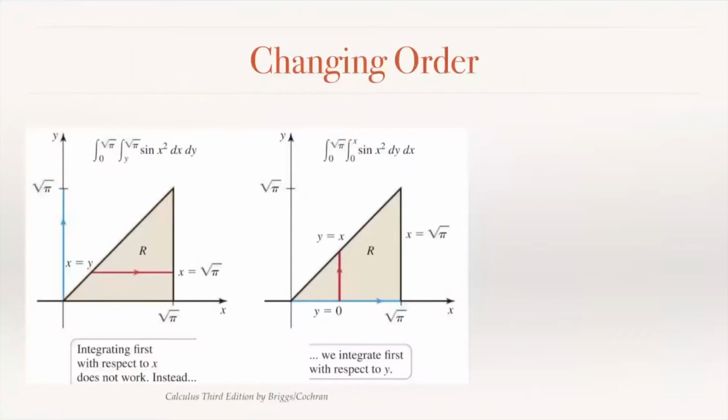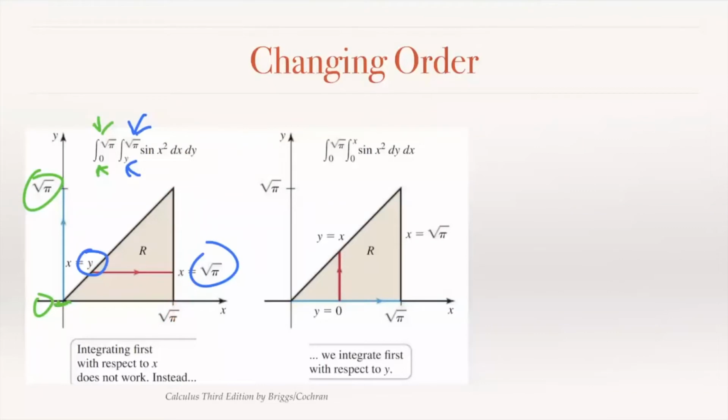So, for example, if we wanted to integrate sine of x squared over this triangular region, and we were to slice this way, then we would be integrating from x equals y up to x equals pi dx, and then integrating that between 0 and pi dy.